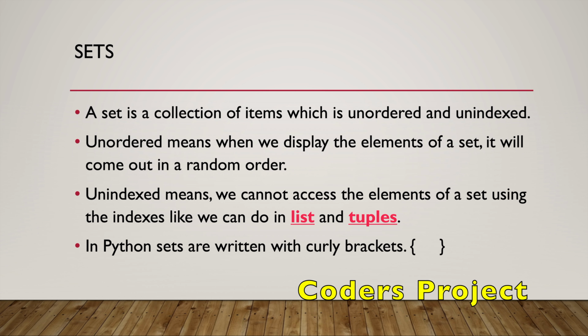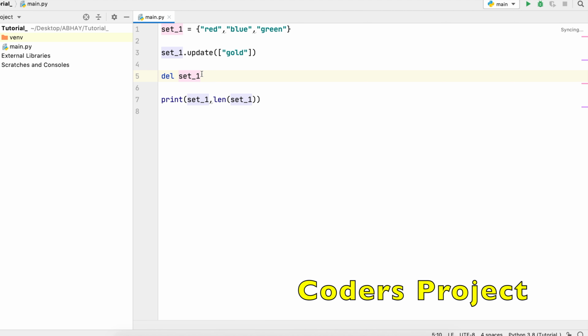Now I'm going to be showing you how do you delete the set completely. You just have to type del and then your set name. For me it's set_1. So as you can see, the name set_1 is not defined over here because set_1 has been deleted using the del function. Now I'm going to be showing you how do you join two sets.